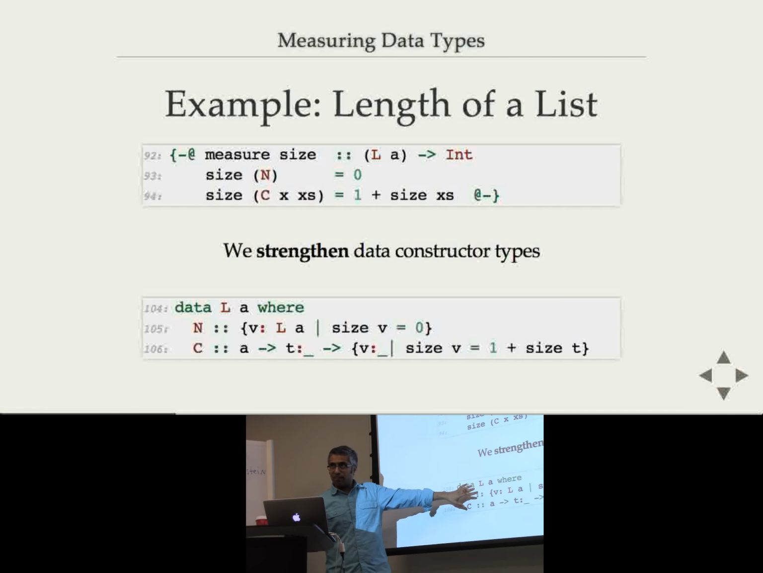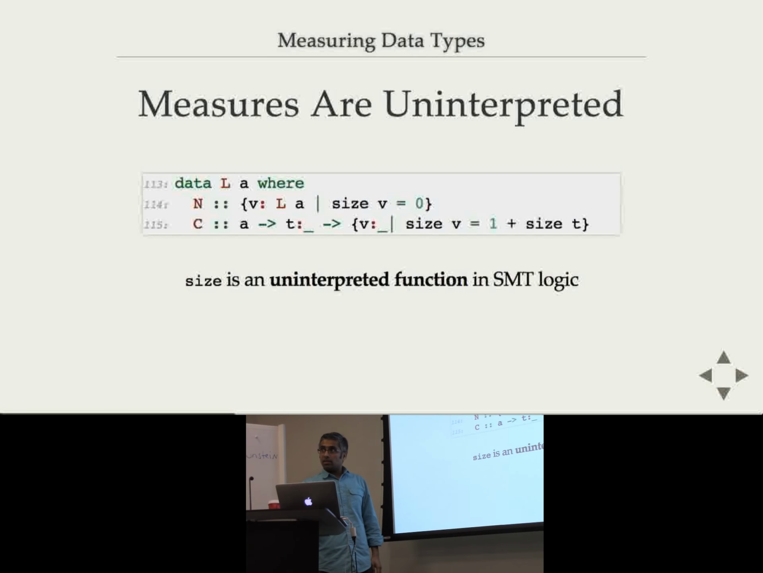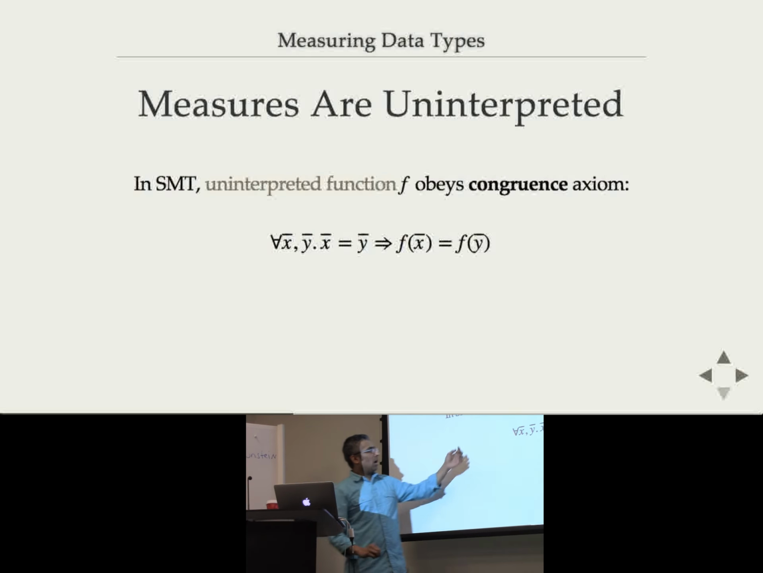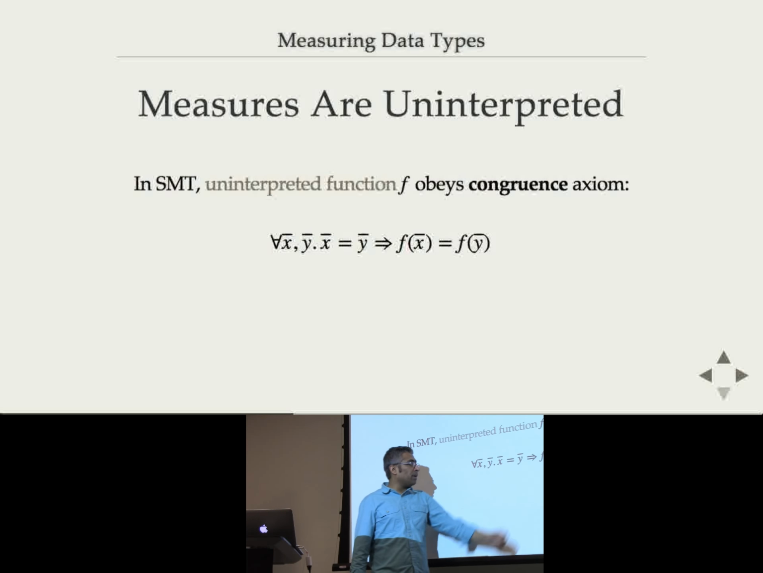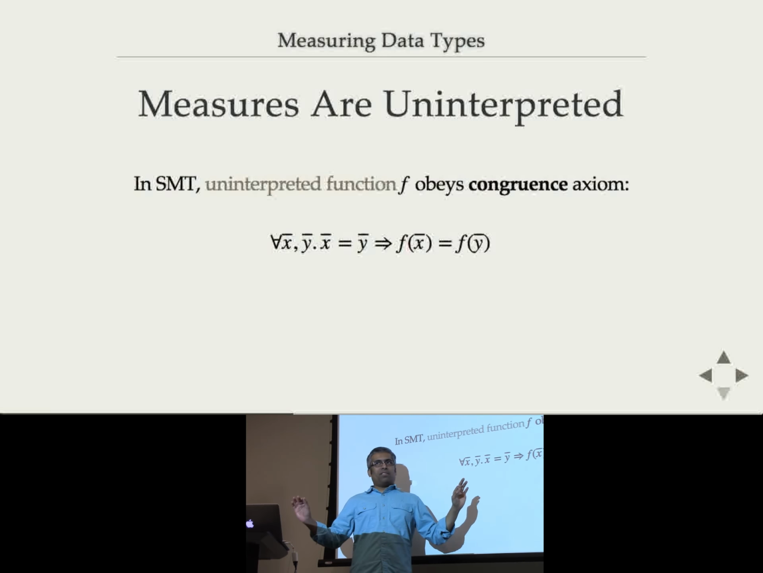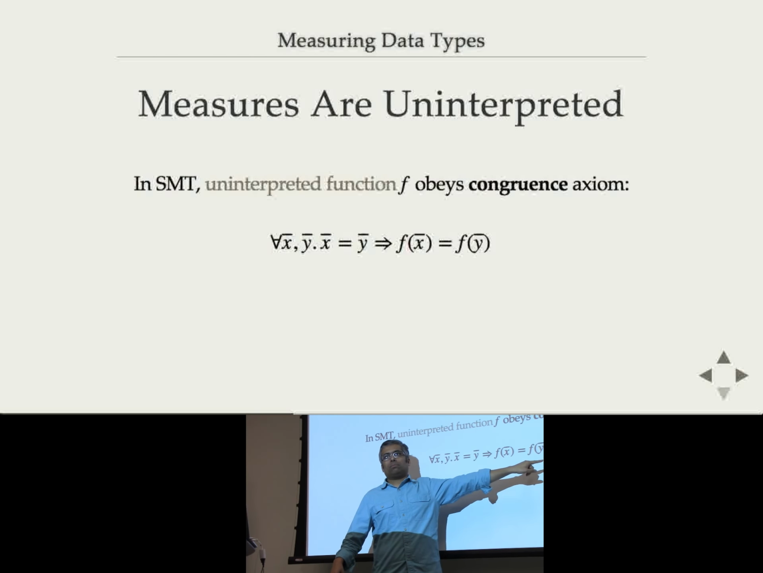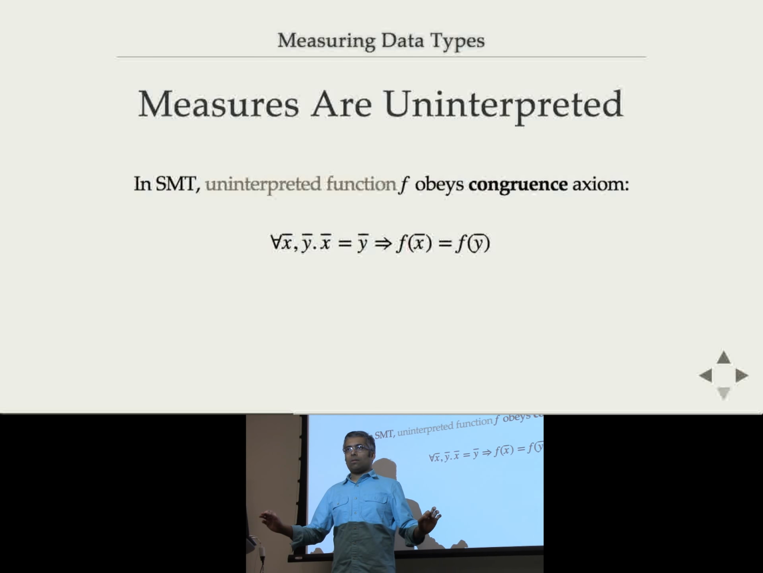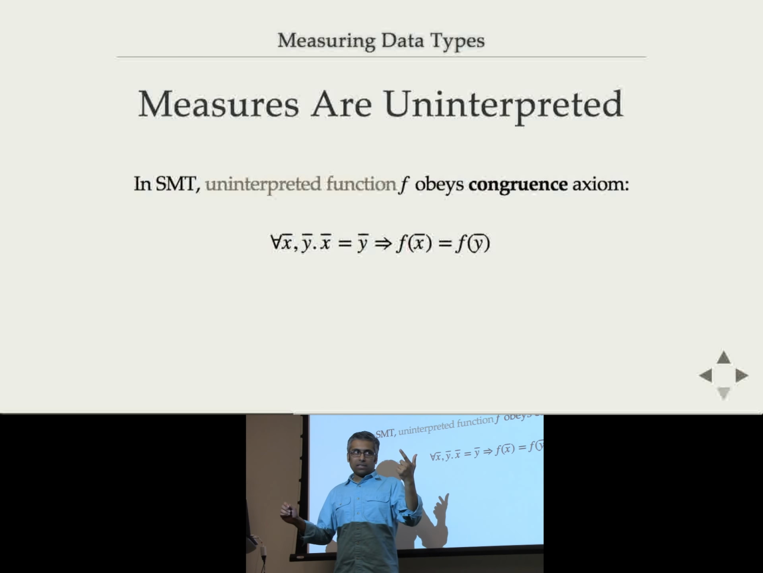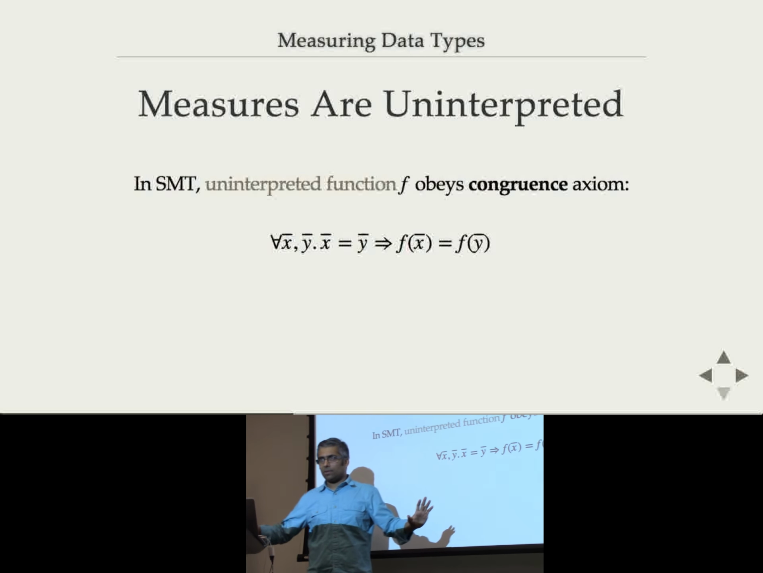So once we're in the refinements, size v is an uninterpreted function, which means, let me explain, a function f is uninterpreted if, for any x and y, the only thing you know about the function is that if x is equal to y, then f of x is equal to f of y. You know nothing else. So for size, if I know x is equal to y, I know size of x is equal to size of y. I know nothing else.